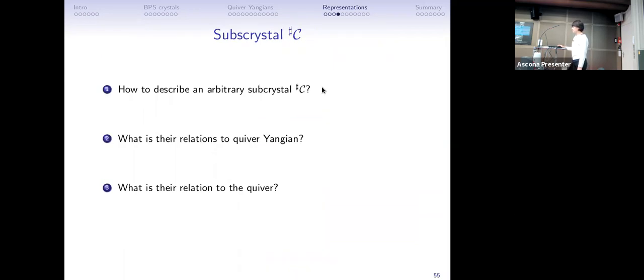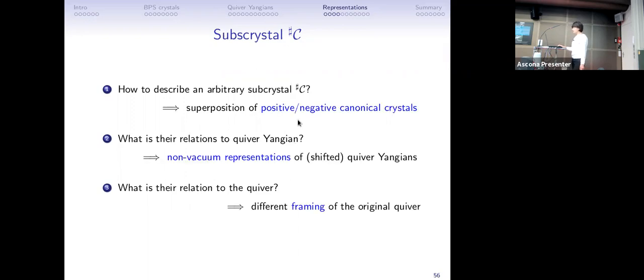So there are three questions. How do you describe an arbitrary subcrystal in this framework? What's the relation of this to the quiver Yangian? And also, what do you have to do to the quiver? The quick answer is that for an arbitrary subcrystal, you can write it as a superposition of positive and negative canonical crystals, and they will correspond to the non-vacuum representation of the quiver Yangian. The only change is that you're going to shift the mode expansion a little bit, and it corresponds to a different framing of the original quiver.